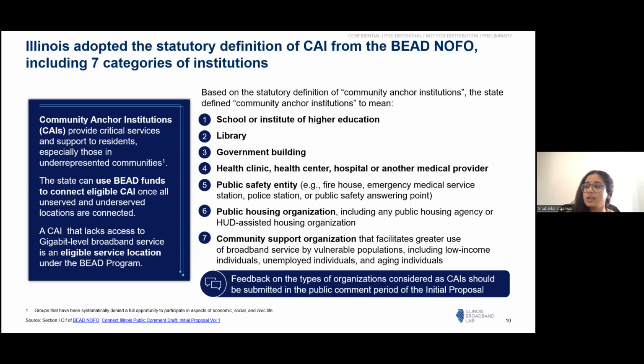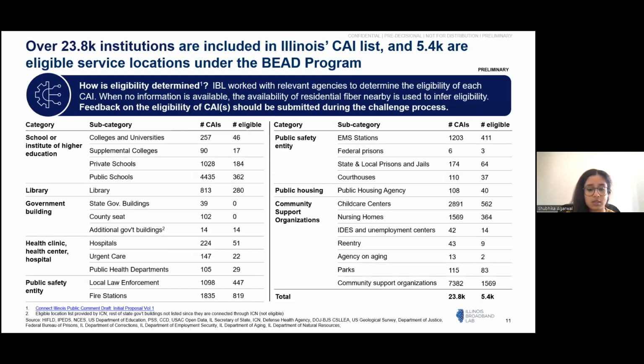To determine eligibility, we have used a few different sources. Overall, we have identified 23.8 thousand community anchor institutions in Illinois, of which, from our analysis, 5,400 would be eligible for BEAD funding. The different sources that we have utilized are the E-rate data, to get a sense of institutions that might already be served through E-rate. We've also contacted the state's middle mile network operator, the Illinois Century Network, and used their data to get a sense of institutions that already would have gigabit service through them.